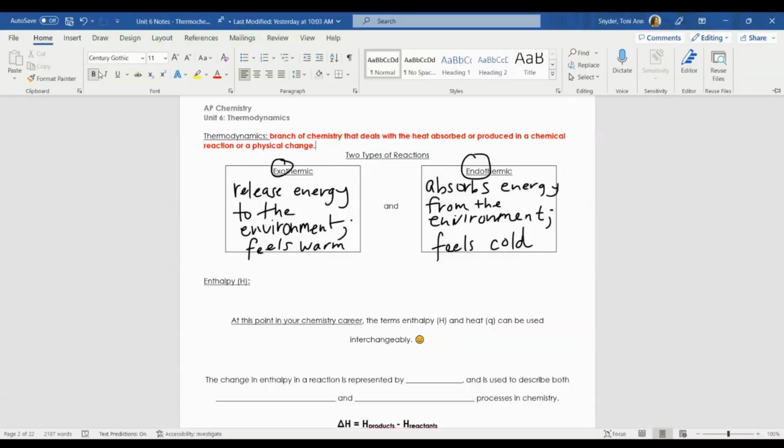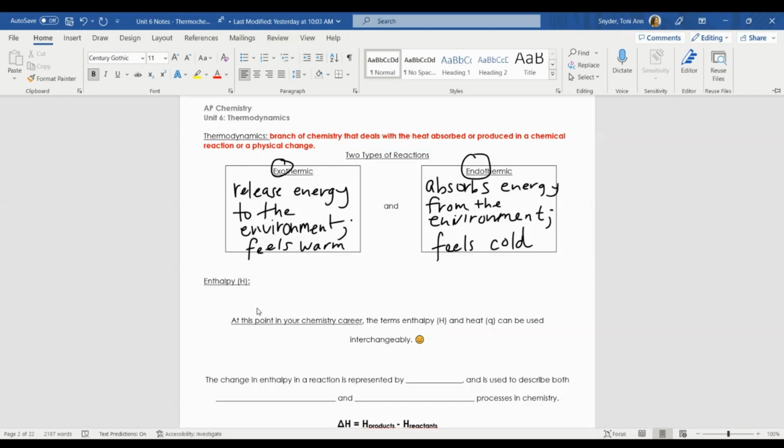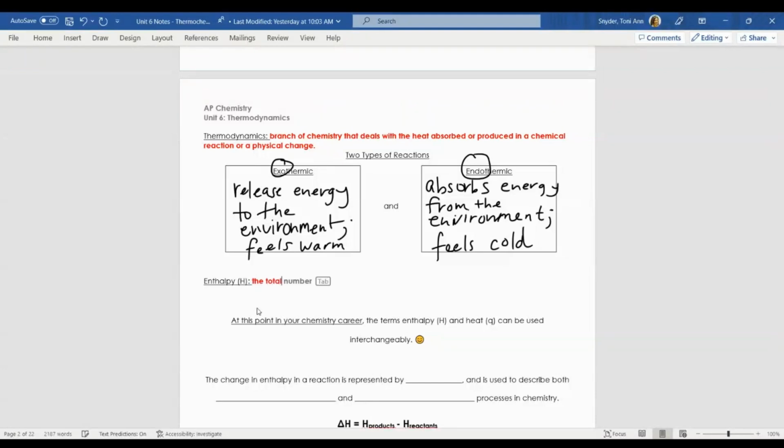Now let's talk about what enthalpy is. A word we haven't really talked about yet, but for us, it tends to just mean heat, right? So the enthalpy of something is the total heat content of a system at a constant pressure. So for us, now if you remember back to Chem 2, we talked about Q, where Q is equal to heat. Now, in this unit, we're going to use Q, but we're also going to use H. At this point in your chemistry career, the terms enthalpy and heat can be used interchangeably. The reason why is because this is always going to be at constant pressure. Enthalpy is the total heat at constant pressure.